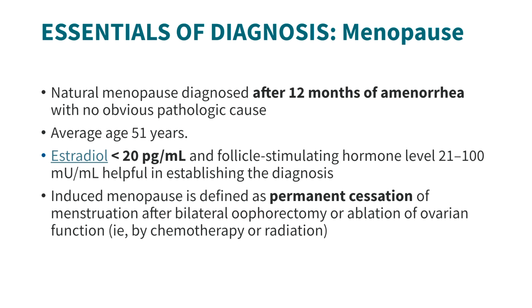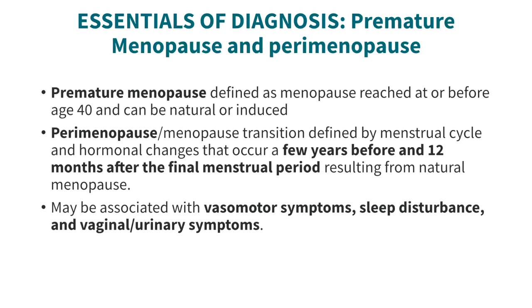Induced menopause is defined as a permanent cessation of menstruation because of bilateral oophorectomy or because of ablation of the ovarian function due to radiation or chemotherapy. Premature menopause is defined as reaching menopause before age 40.